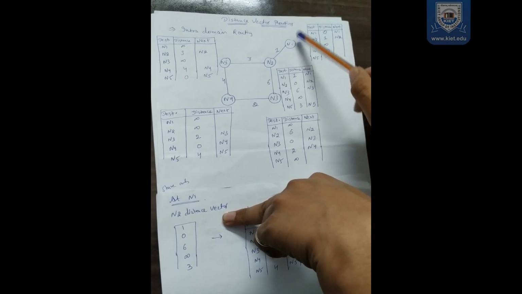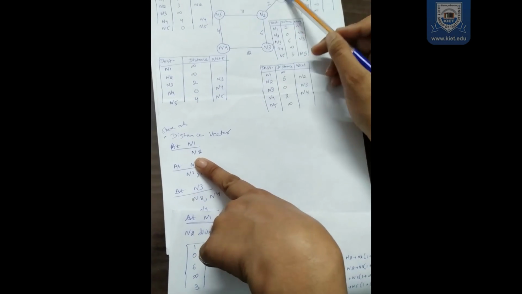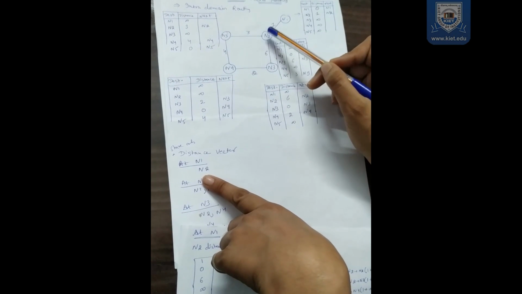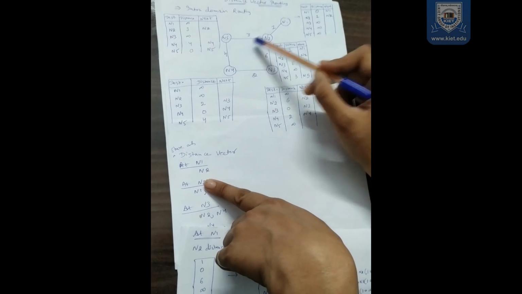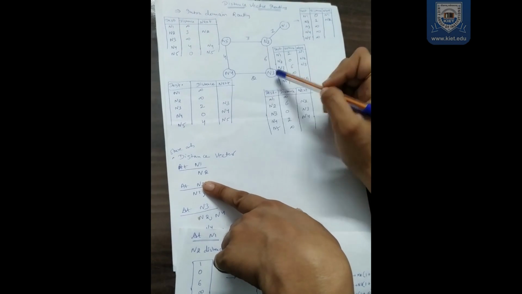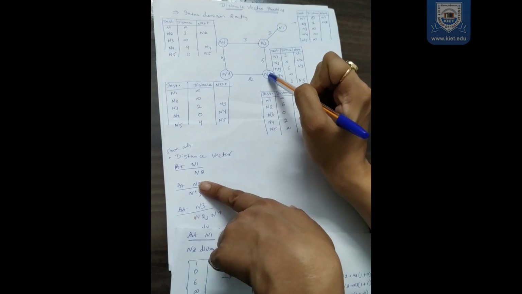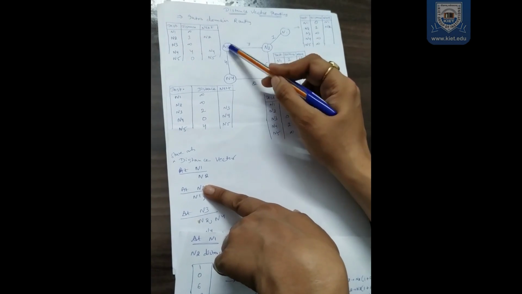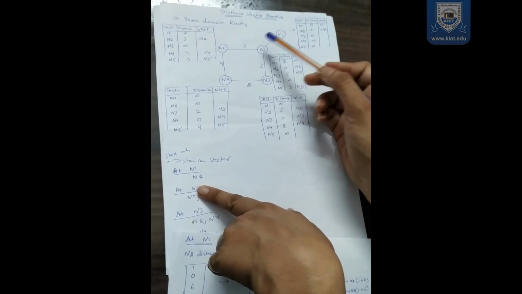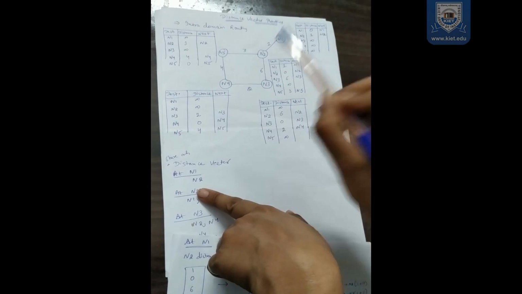So N1 is going to share its routing table with N2. N2 will share its routing table with N1, N5 and N3. N3 will share its routing table with N4 and N2. N4 will share its routing table with N5 and N3. Right? And finally N5 will share its routing table with N4 and N2. So these nodes will share the routing table with their respective directly connected neighbors only.